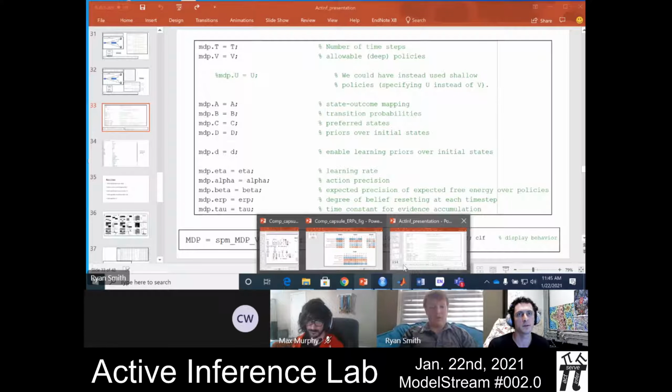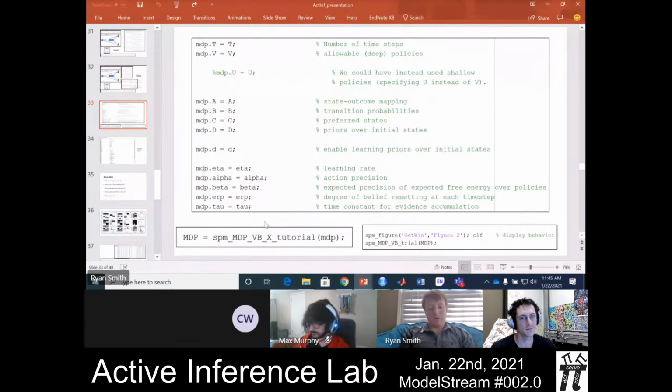Yeah, so you put all of these things into the structure that we usually just call little MDP, which stands for Markov decision process. And then when you actually run it, you run it through the SPM MDP VB_X code. We've provided a version that just appends the word tutorial. You make that big MDP, and then you can use subcommands like this that generate figures that will show you the outcomes of the simulation.